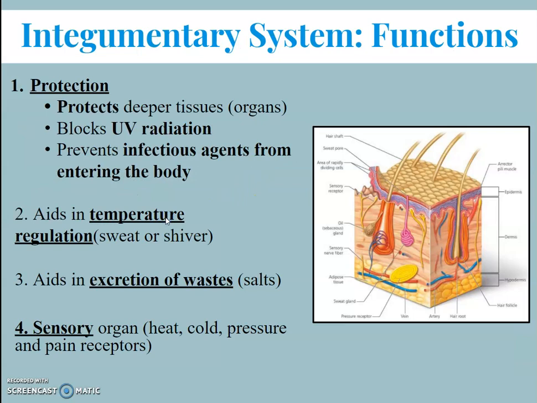The next system is the integumentary system. The function of the integumentary system is protection, right? It protects our deeper tissues, it blocks UV radiation from our organs, and then also prevents infectious agents from coming into our body. And so we see this as the first line of defense because it's protecting us from the external agents. It aids in temperature regulation by either having us sweat when we're hot to cool us down or having us shiver when we're cold to make us warmer. It helps us get rid of waste like salt by sweating. And then also it's a sensory organ that can help us detect heat, cold, pressure, and pain.